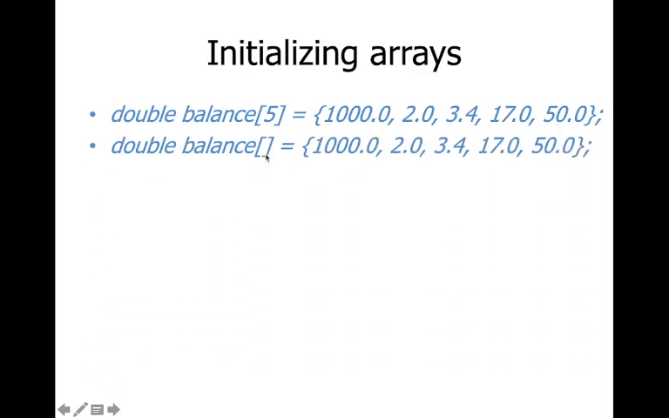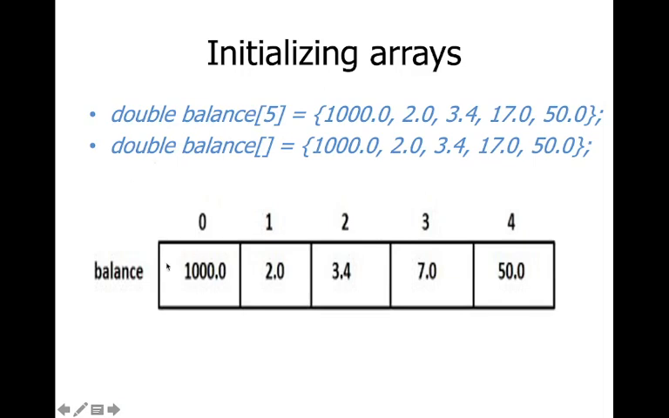The same thing we can declare like this also. Without specifying the size you can declare, but you have to initialize. When you give this initialization, balance of 0 will store 1000, balance of 1 will be 2, balance of 2 will be 3.4, balance of 3 will be 17, and balance of 4 will be 50. So 0, 1, 2, 3, 4. Without specifying the size also, you can initialize this array. You are assigning values and storing them in this double array.